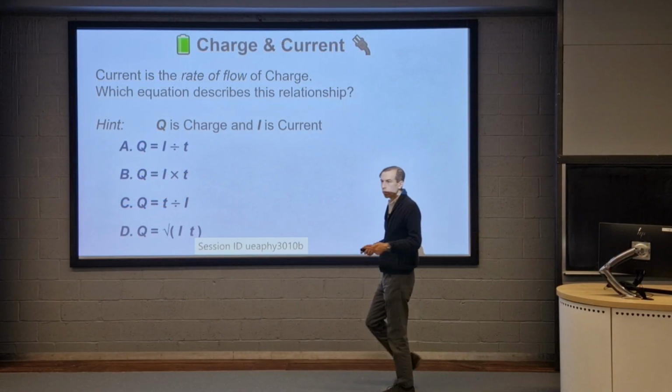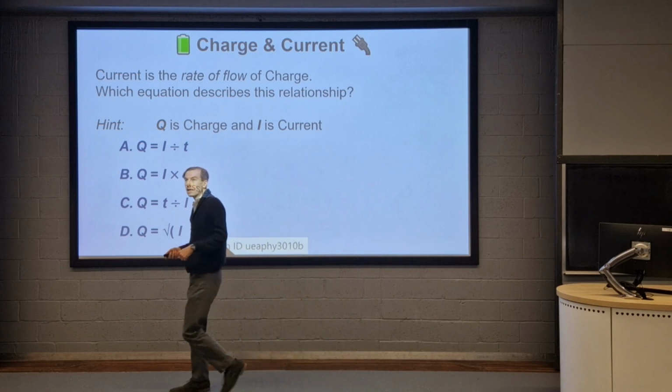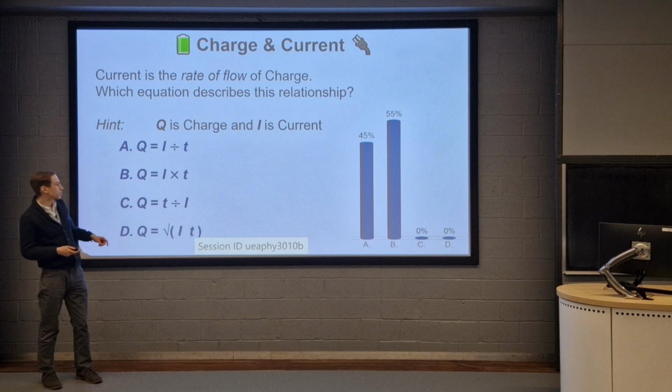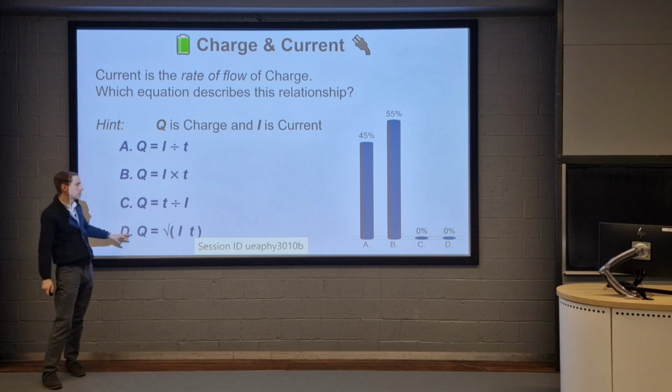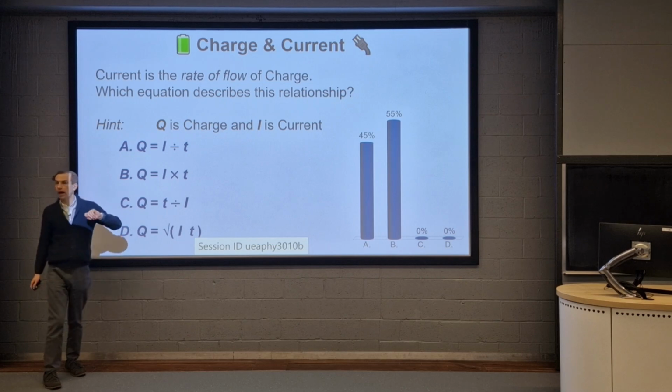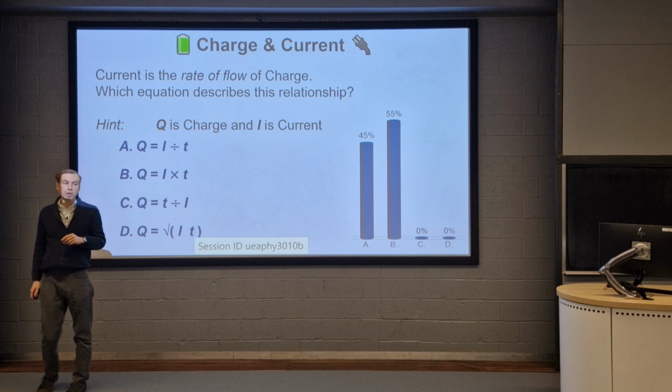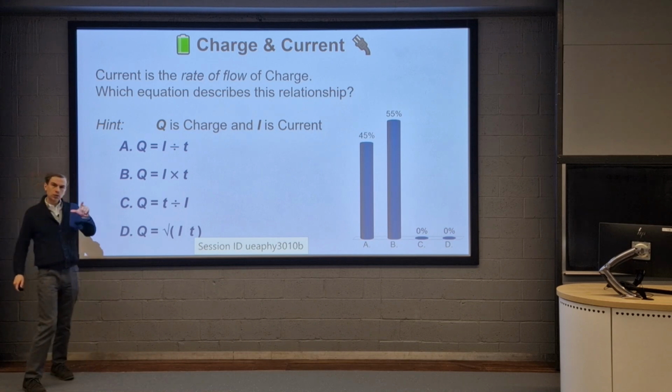All right, let's see what's the relationship between charge and current over here. See what everybody thinks. Okay, so nobody's going for C and D. People mainly split between A and B. Now I can see why these might be a bit confusing here. So that's why it might be useful to think about this the other way round.